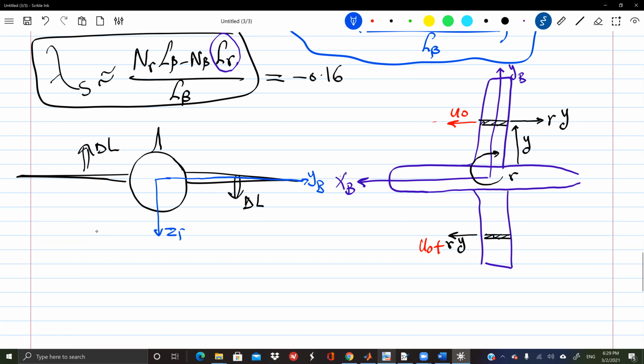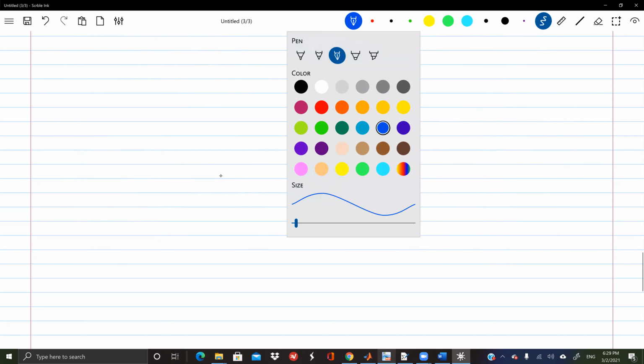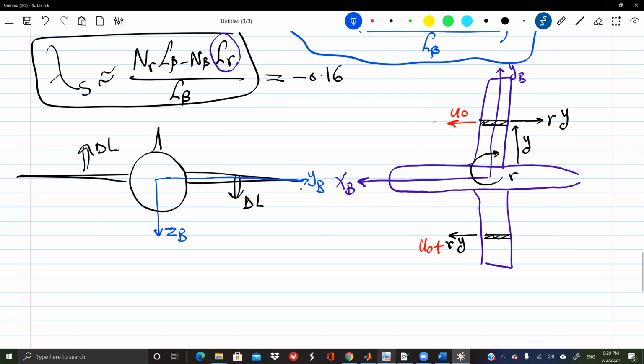This is Z. From this picture, will the airplane roll to the right or to the left? Clockwise. Yeah, this is right or left. So when I sketch this, the airplane is moving into the page, right? Into the page. So is this to the right or to the left of the airplane? To the right, yes.